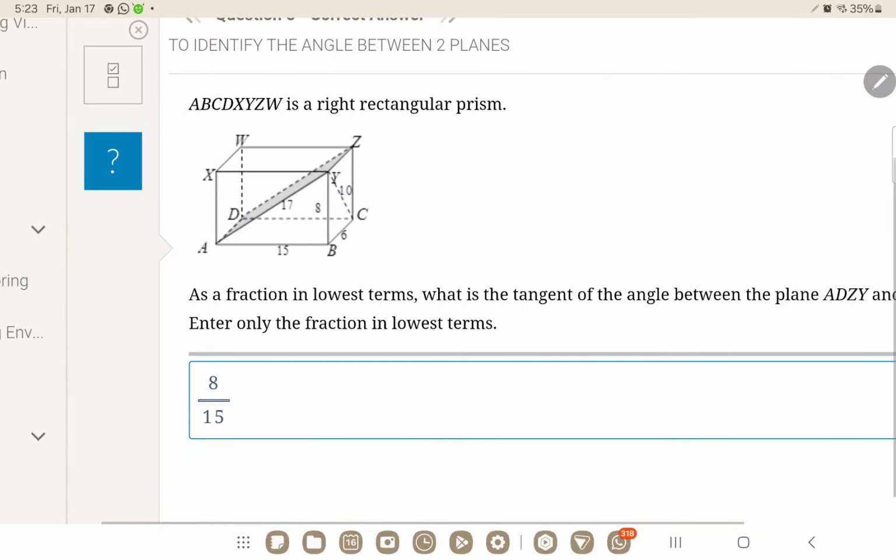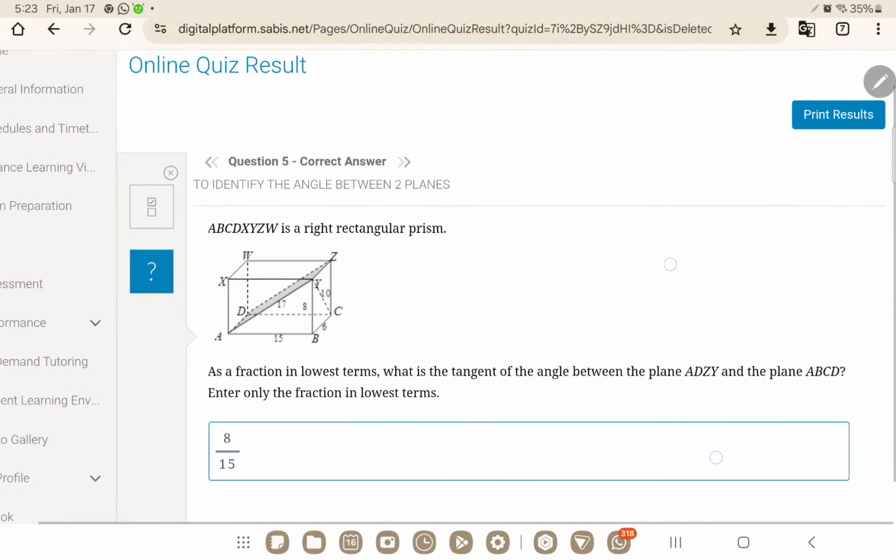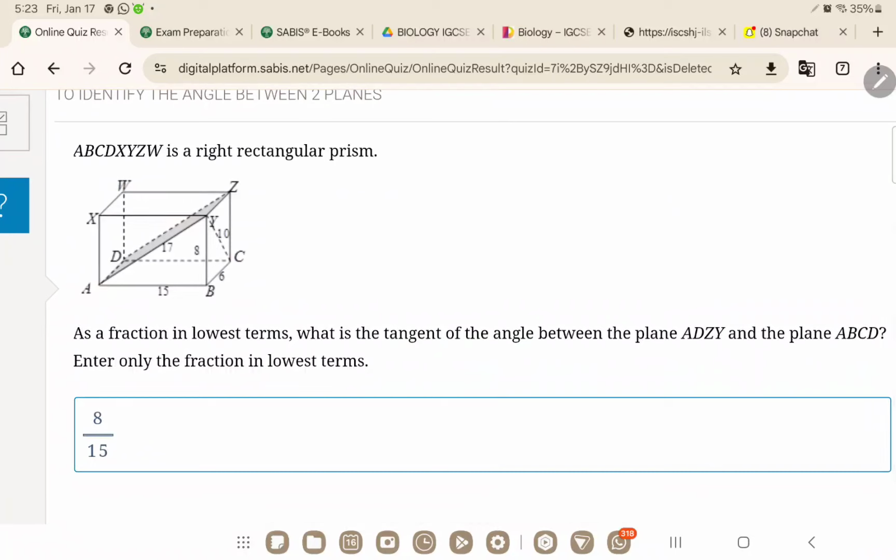Okay. So this question is telling us, as a fraction in the lowest terms, what is the tangent of the angle in the plane AZDY, the thing they have shaded, to the plane ABCD. So practically what they're asking is what's the tangent of the angle between them. This is the angle between them, right? They want what's the tangent.